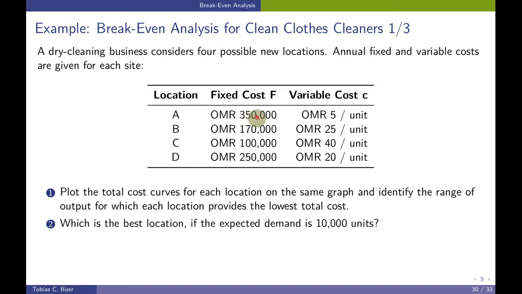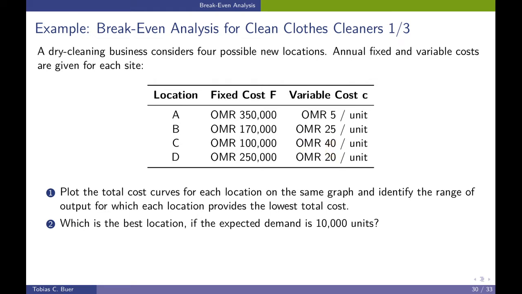Location A has a very high rent payment, but you also see that the cost per unit is very small. So what is a unit in a dry cleaning business? It could be something like 1 kg of textiles or whatever. So the unit costs in location A are quite cheap, but the fixed costs are quite high. The other data is given here for location C. You see they have the highest variable cost.